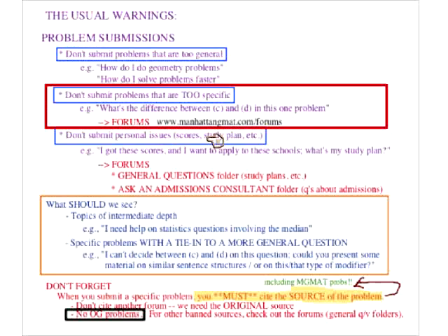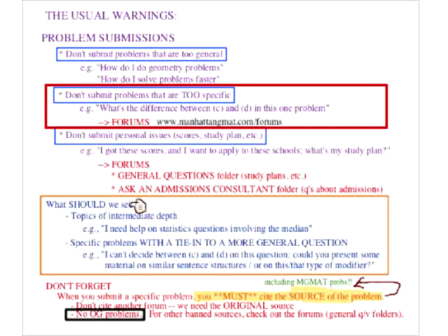Finally, personal issues, scores, study plan, and so on, those don't really belong here. Those belong in the forums as well. And we have 2 folders where you can put questions like that. If it's a question about a study plan and about preparing for the GMAT, then that's the general questions folder on the forum. If your question is more to do with admissions or business schools, then we have an Ask an Admissions Consultant folder. That folder is operated by consultants from MBA Mission, which is a company that we partner with that helps with admission applications.